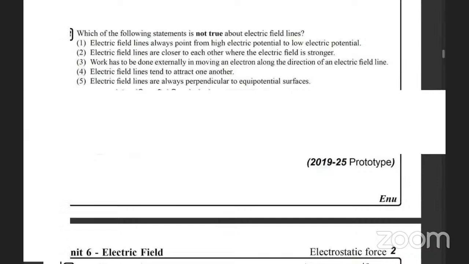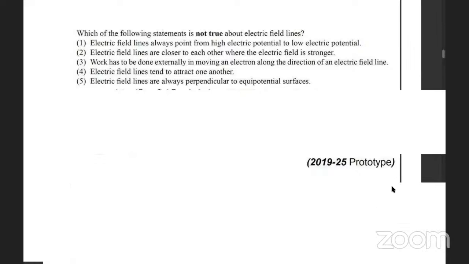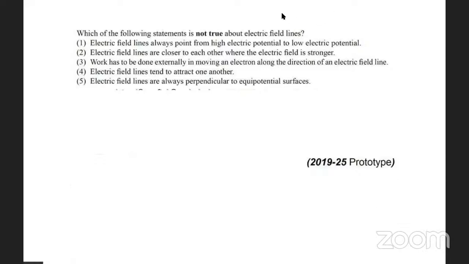Which of the following statements is not true about electric field lines? Not true. Not true about electric field lines. We know a few things about electric field lines. They don't intersect each other.